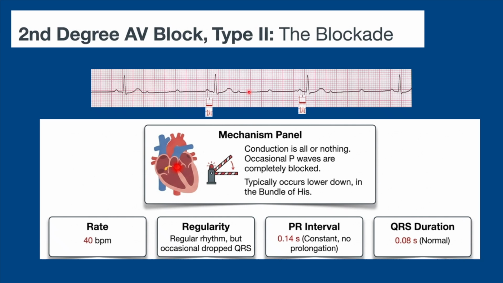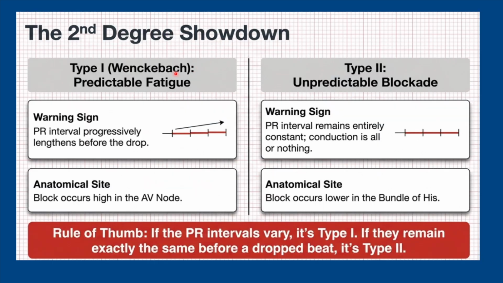So here you find the heart rate is 40 beats per minute. There is a regular rhythm, but occasionally a dropped QRS complex. There is no gradual prolongation like the second degree type 1. And there is no prolonged PR interval in the normally conducted impulses, and the QRS duration is normal. What is the difference between Mobitz type 1 and Mobitz type 2?